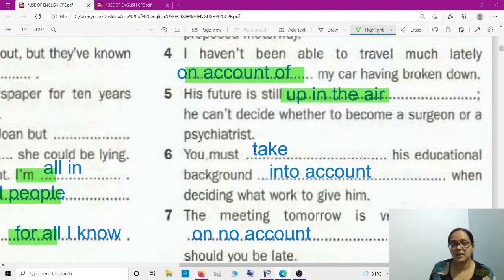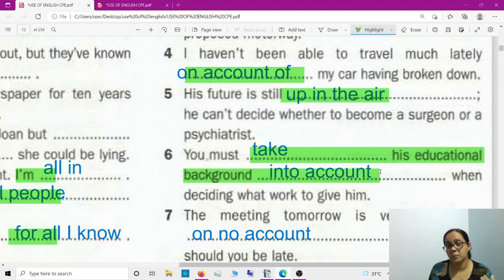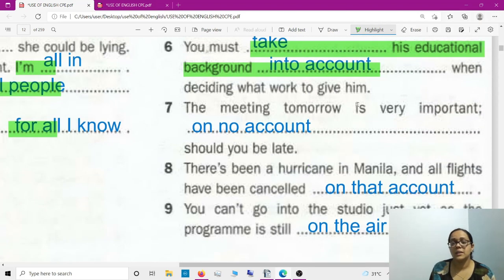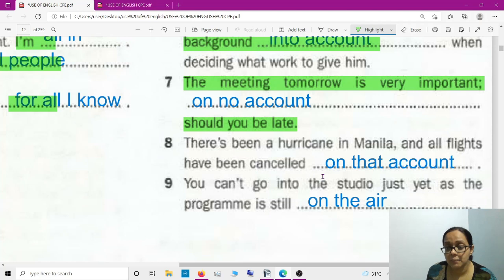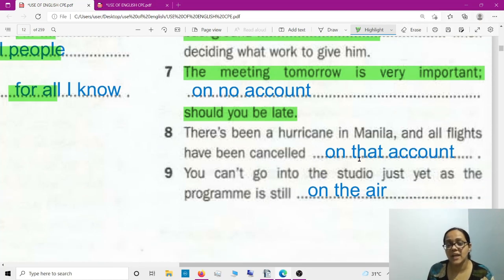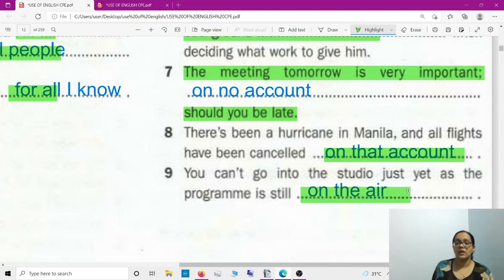You must take into account, you must consider. The meeting tomorrow is very important; on no account should you be late, at any cost, at no cost. There has been a hurricane in Manila and all flights have been cancelled on that account. Because of that reason, all flights have been cancelled. You can go into the studio just as the program is still on the air. It's broadcasting.